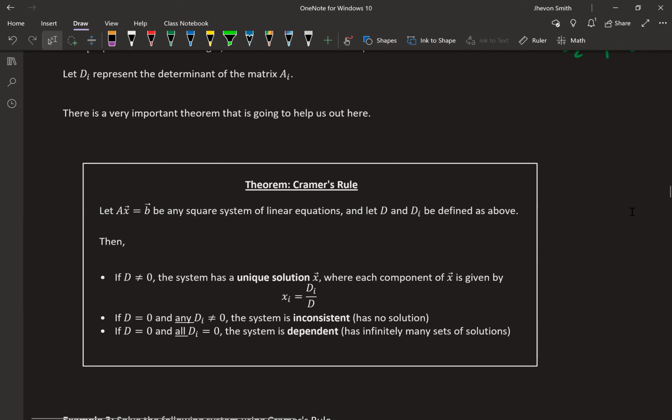Very important theorem. If I have a square system of linear equations, Cramer's rule can tell us about solutions to that system.